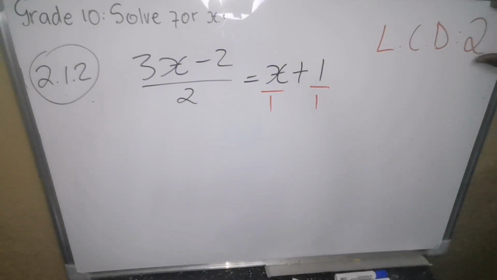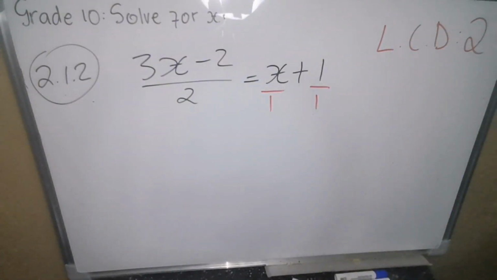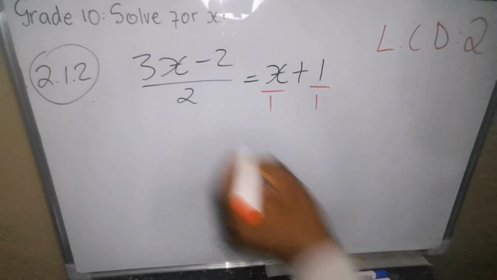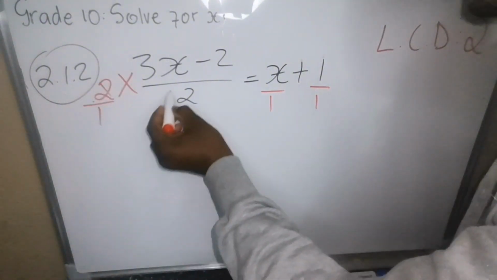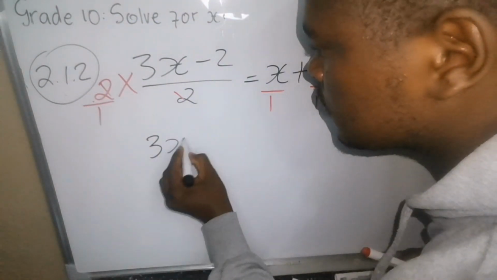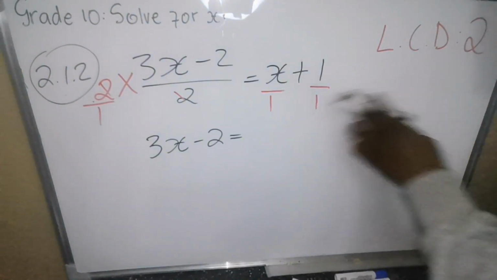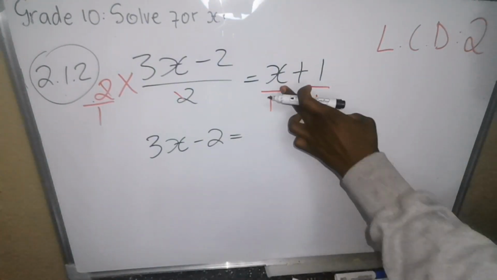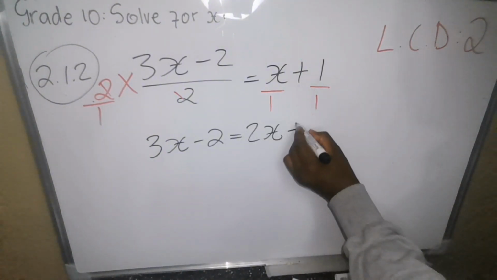So now with this LCD, you multiply each and every term. The first term on my left is (3x - 2)/2. You multiply it by 2. The 2 multiplied by this 2 cancels, and we are left with 3x - 2. Then x times 2: the 1 is invisible again, so you can just say x times 2 is 2x. Then 2 times 1 is plus 2.